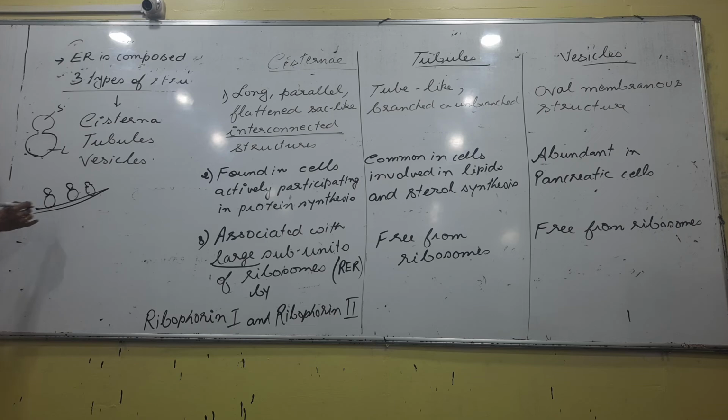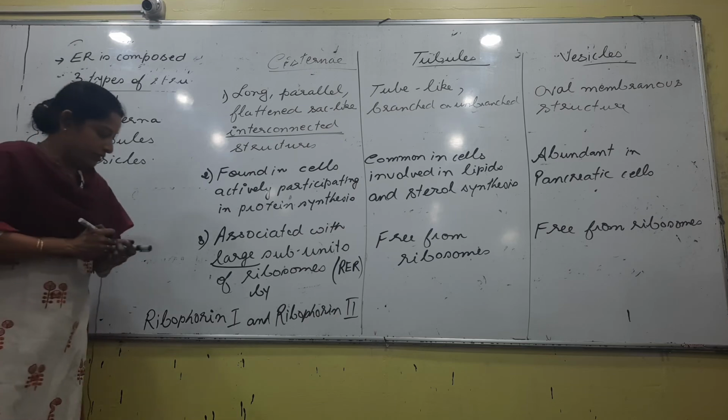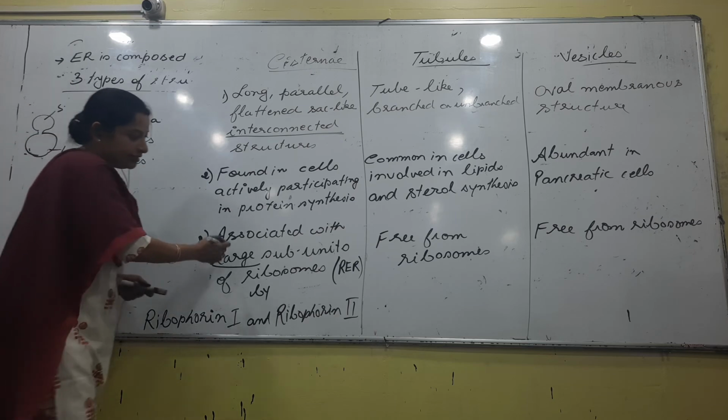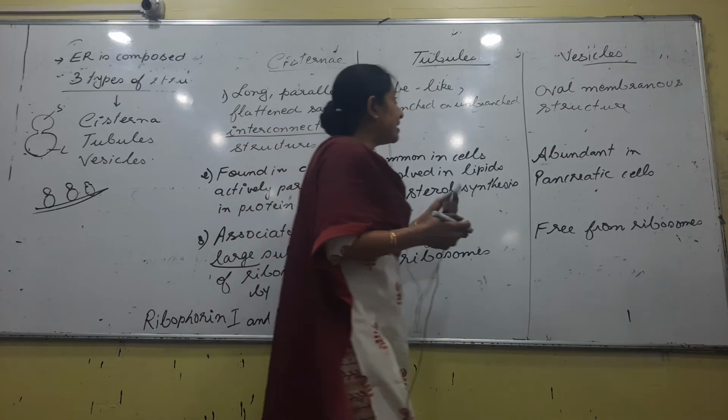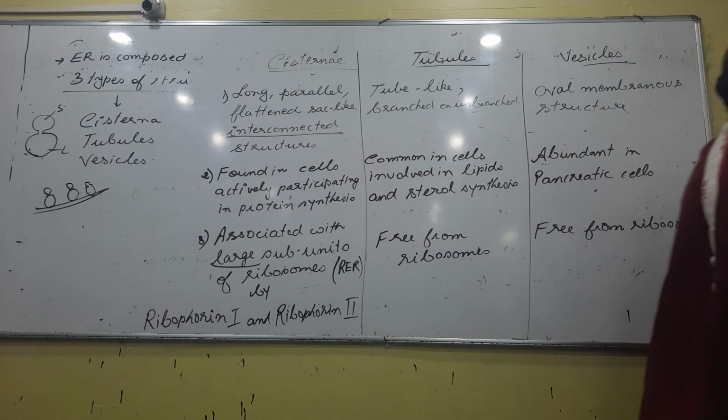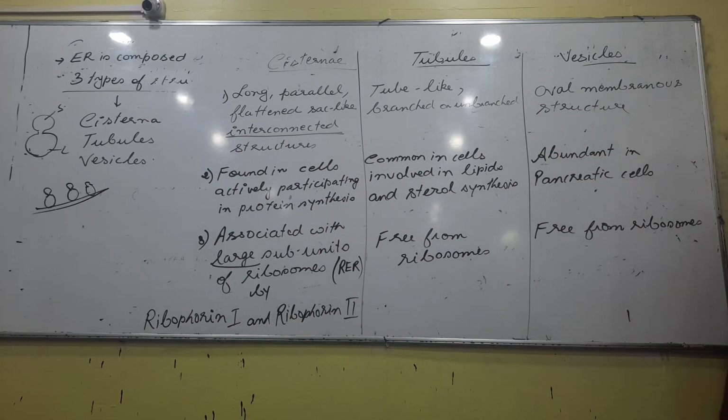And next you have to talk about the proteins that help in sticking together. So, ribophorin 1 and ribophorin 2, with the help of these the cisternae stick with the ribosomes. This is important. As far as tubules and the vesicles are concerned, they are free from ribosomes.